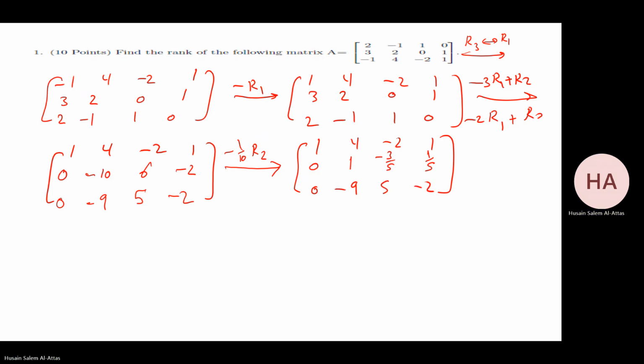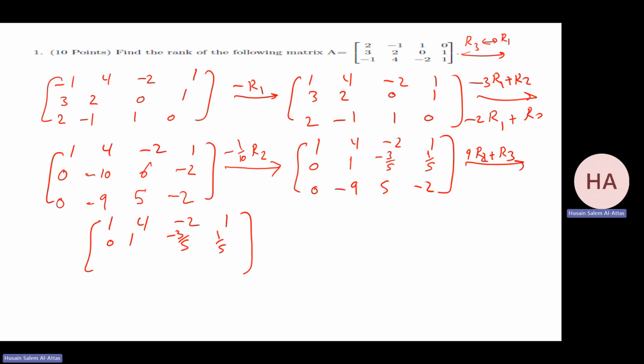Okay. Now multiply the second row by 9 and add it to the third. You have what? 1, 4, minus 2, 1. This will be the same. What I care about is it 0 or not 0? Minus 9 and add it, that will be 0. So I have now 27 over 5 plus 5. I have what? 9 over 5 minus 2. So very clear.